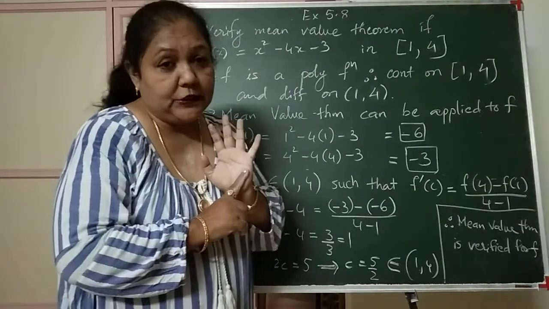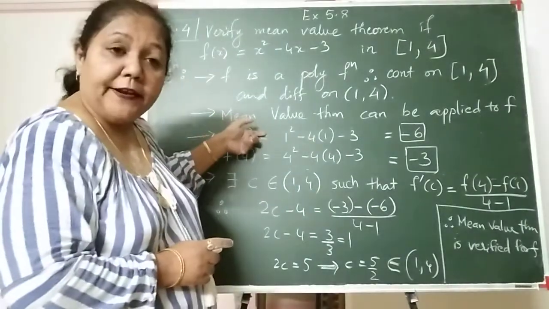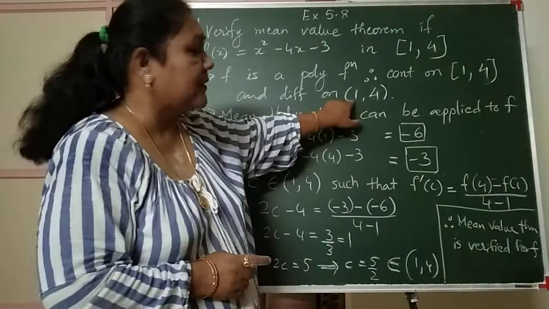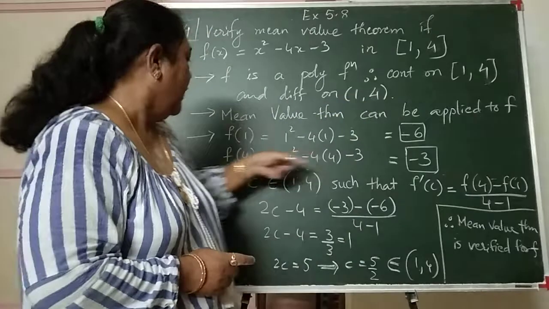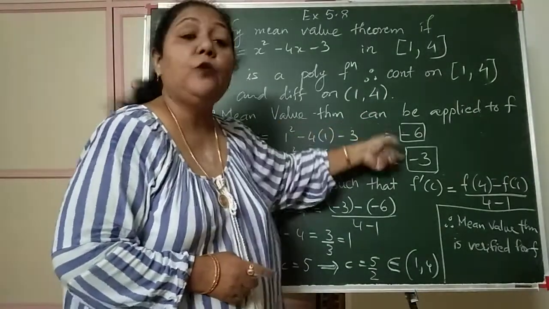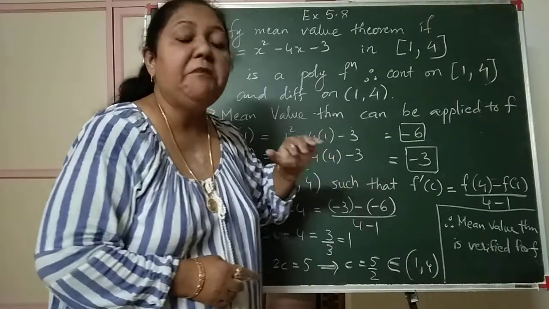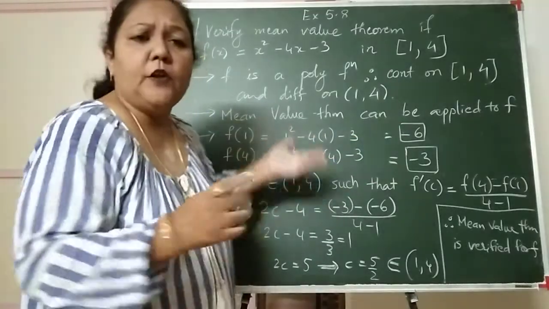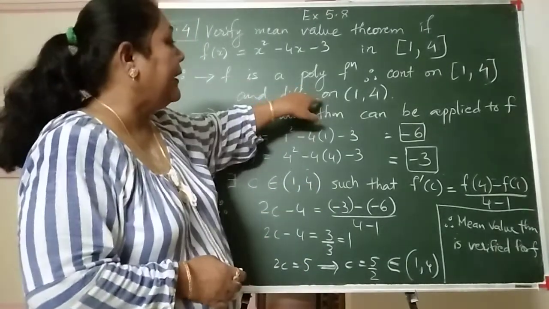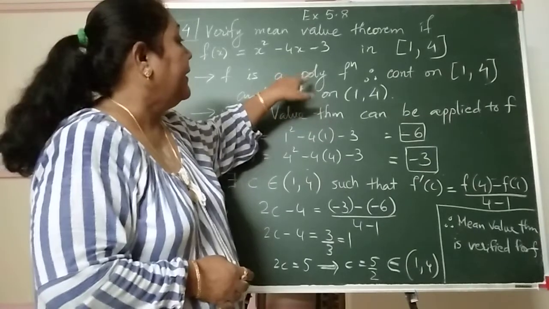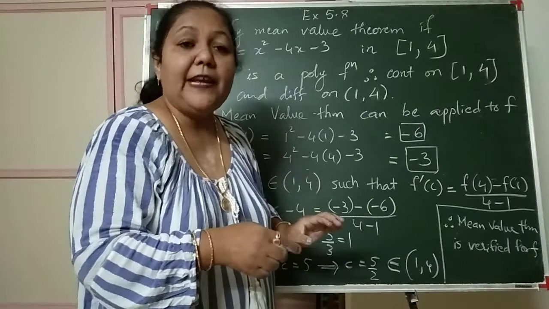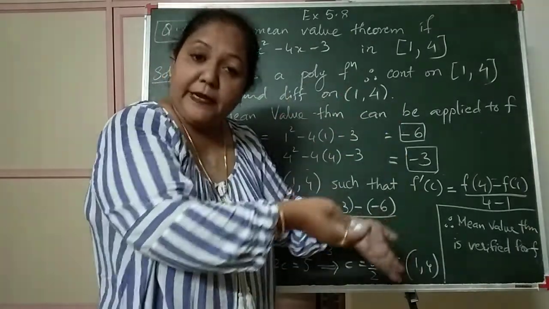There is only one condition here, and you have to find out f of a and f of b. My f of a means the first number 1, b means the second number 4. So I have to find f of 1 and f of 4. In Rolle's theorem, these two had to be equal. But here in mean value theorem, they need not be equal. They could be any numbers, right? So first of all, when I get that it is continuous and differentiable, for this one condition only I can say mean value theorem is applicable.